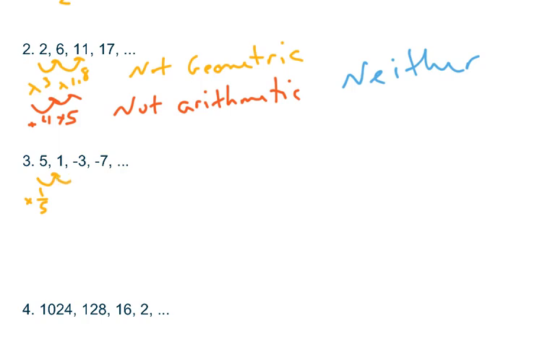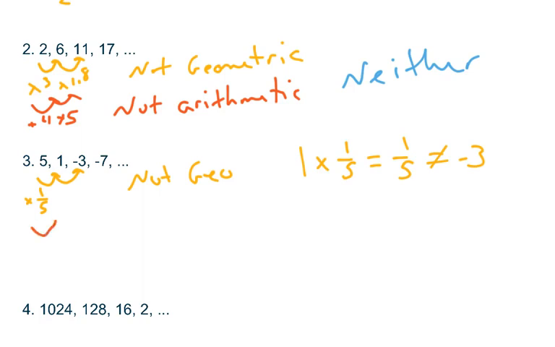Okay, and then from 1 to negative 3, I'm pretty sure 1 times 1/5, well, that's 1/5. That's not negative 3. So pretty sure this is not geometric. Because if it was geometric, 1 times 1/5 would be negative 3, and that's clearly not the case. Okay, so let's check arithmetic.